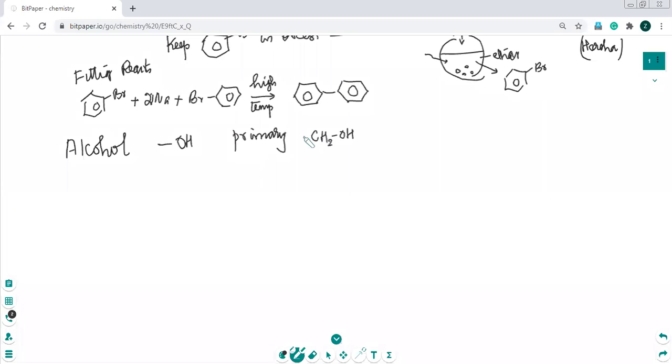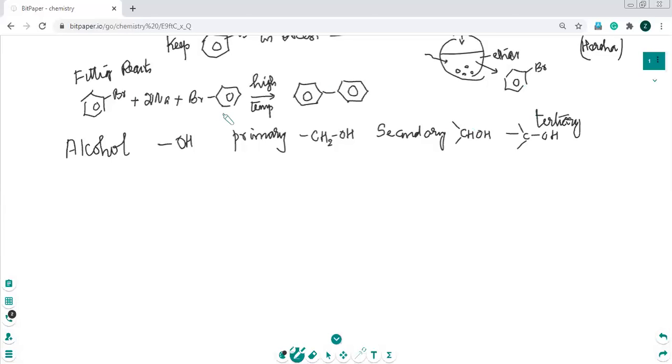Actually, the real meaning of primary is that it has one C-C bond. Primary indicates one C-C bond. Secondary indicates two C-C bonds, and therefore we always write methyl separately. Secondary means two C-C bonds, and tertiary means three C-C bonds. Tertiary alcohol. So these are the three: primary, secondary, and tertiary. Remember, all of them have entirely different properties, chemical as well as physical.